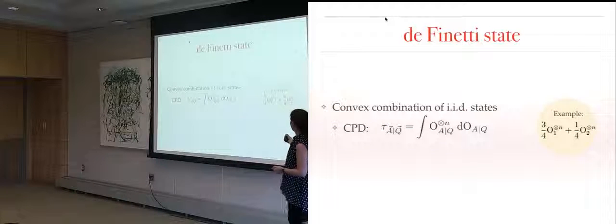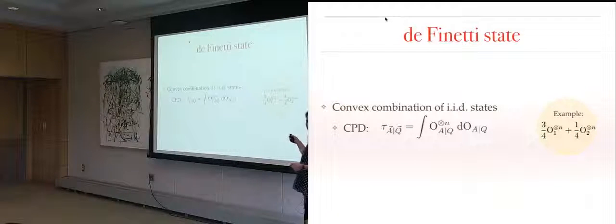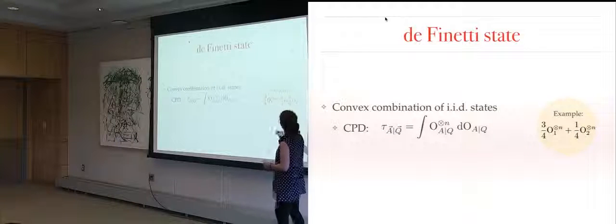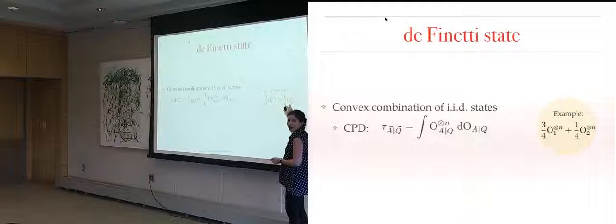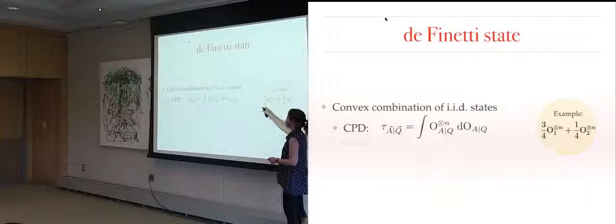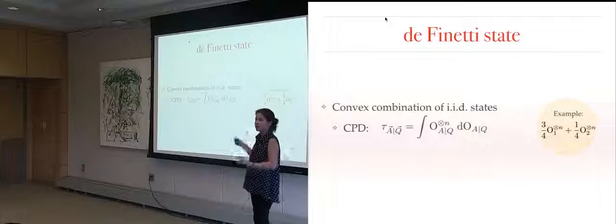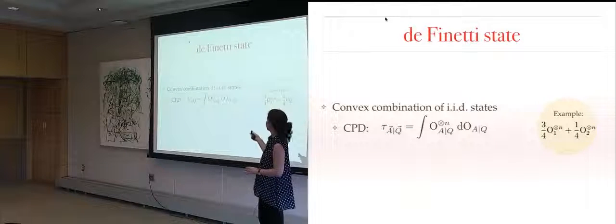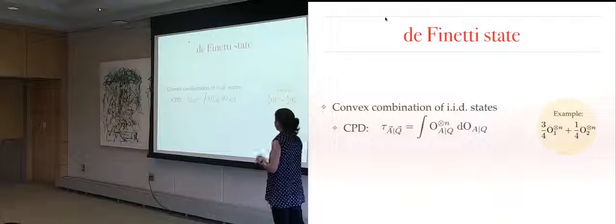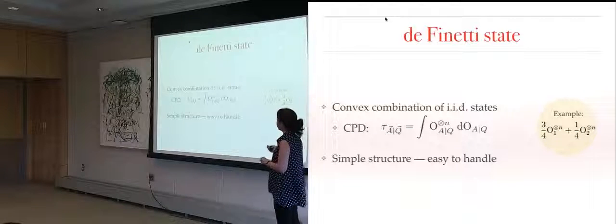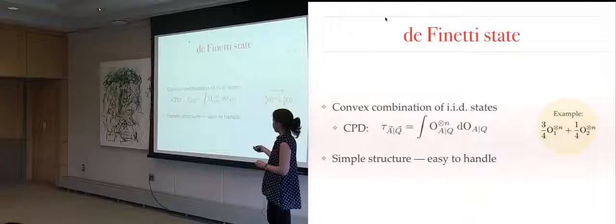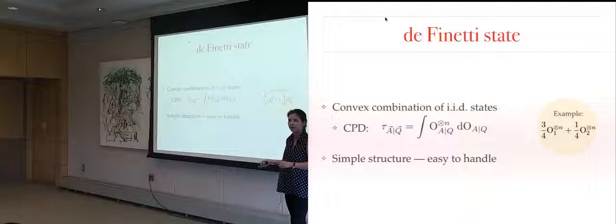To be more concrete, this is an example of a de Finetti strategy. Here I have two types of IID strategies, O1 to the N and O2 to the N, and then my measure assigns, for example, 3/4 to the first one and 1/4 to the second one. So this is the de Finetti strategy. It has this particular form of a convex combination of IID. Why do we care about the de Finetti strategies? Because they have a very simple structure, and therefore they're very easy to analyze.